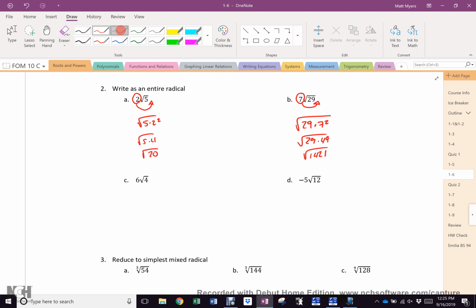Now, there's a little trick here to help you as well. 7 root 29. What little number should be right there? 2. 7 beside a little 2. 7 squared. Picking up what I'm putting down? What if it was a little 3? What would this be? Cubed. What if it was a little 4? What would this be? 4. What if it was a little 5? What would this be? 5.